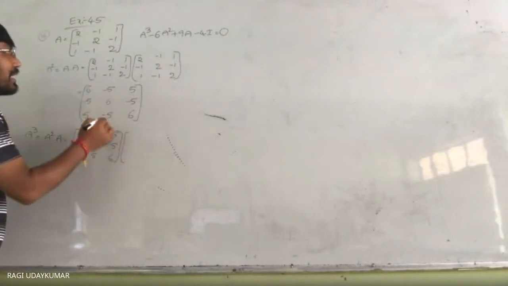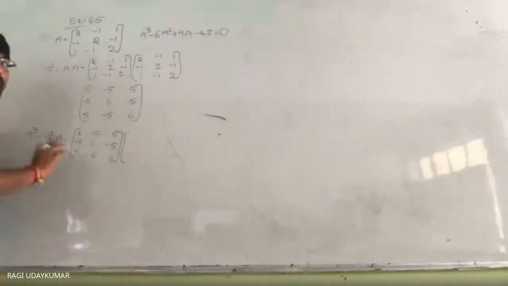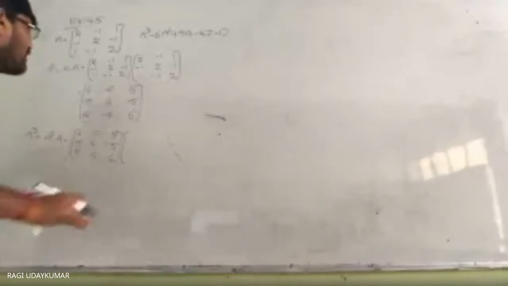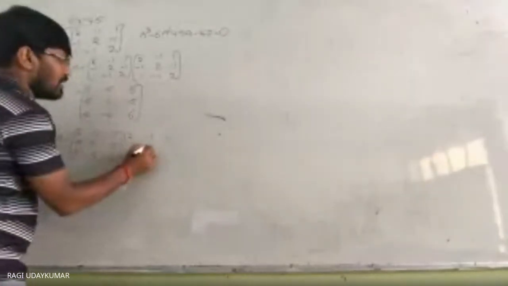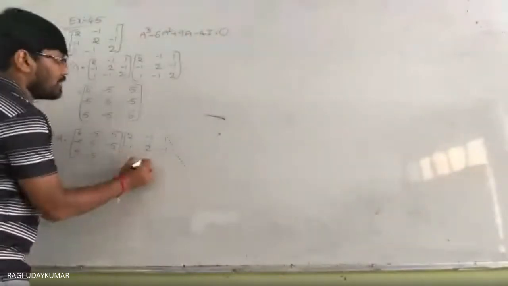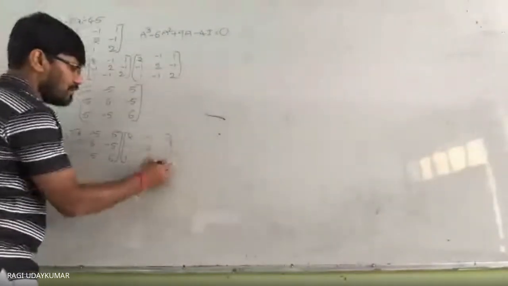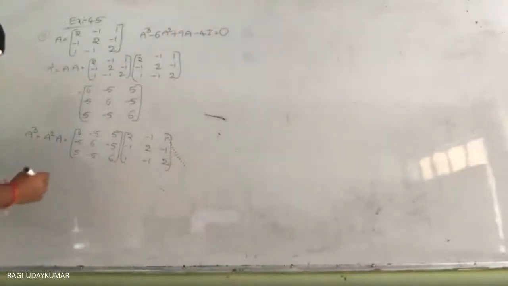We have to multiply this by a to find a cube. There is no other alternate way. This is the only way you need to do. 2 minus 1 1, minus 1 2 minus 1, 1 minus 1 2. So be careful while doing the problem. Find a cube.